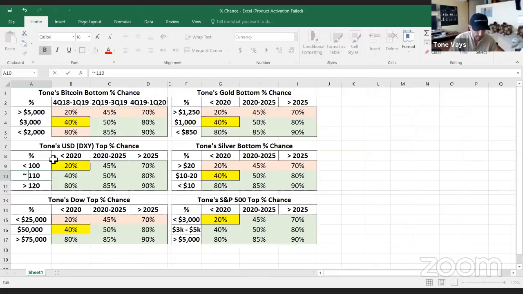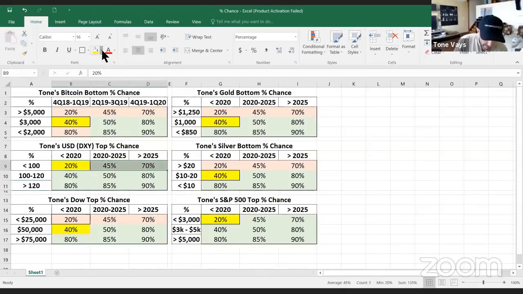Or close to 110. And then, you know what, I'll just leave it this way. 100 to 120, the top is going to be somewhere in here. And then above 120, right? That's the value of the dollar versus other currencies. Now, we've already gone above 100, right? So we're not going to top over there. So this I can actually invalidate. Not going to happen. These probabilities, not in the cards. We've already gone past that.